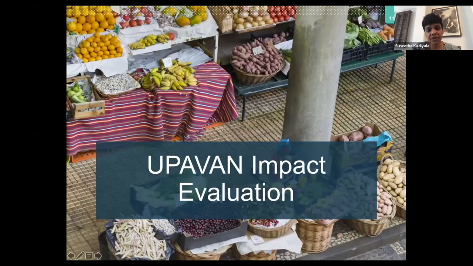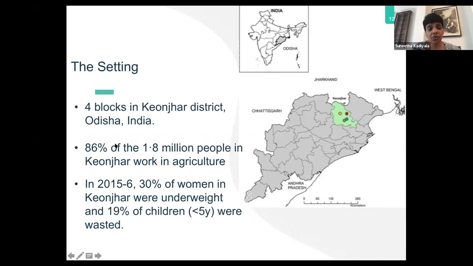So first, I'm going to present the UPAVAN impact evaluation. As you all know, as Ronali said, this was in Keonjhar district of Orissa, in four of its blocks that were outlined there in the map. A huge proportion of the population, over 86%, are agrarian and engaged in agriculture work. In our baseline, and from NFHS data, we found that 30% of the women are underweight, and almost 1 in 5 children under 5 years of age were wasted. Next slide, please.